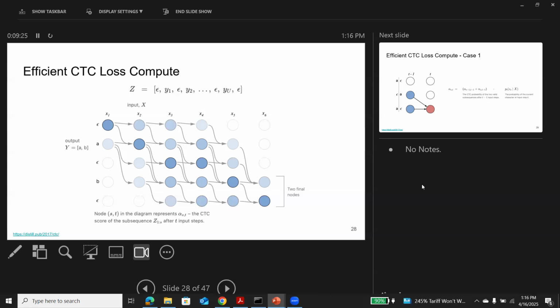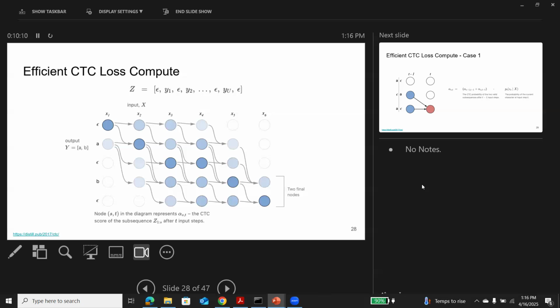So, for example, after epsilon, like blank symbol, we can't get B. So there's no arrow to B, because the word begins with A. That's why we have only arrows to epsilon or to A. From A, we can get B. We can get B.